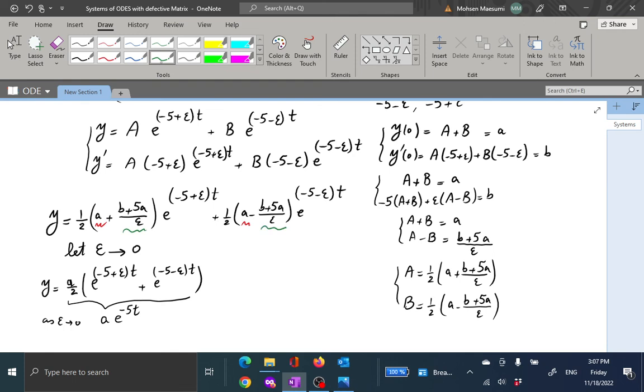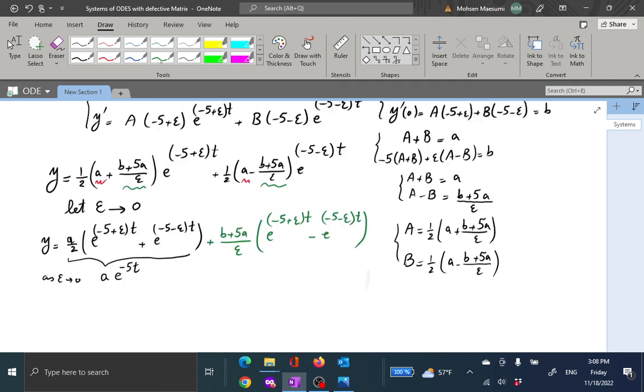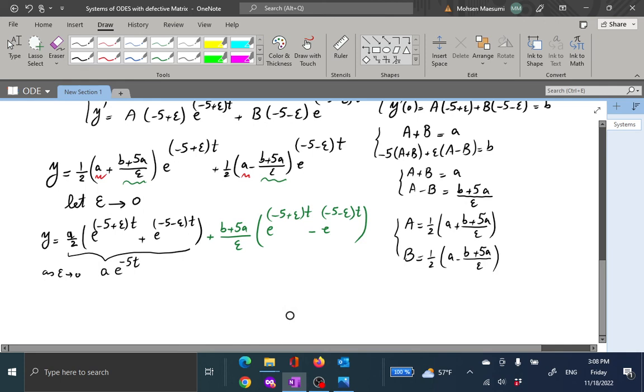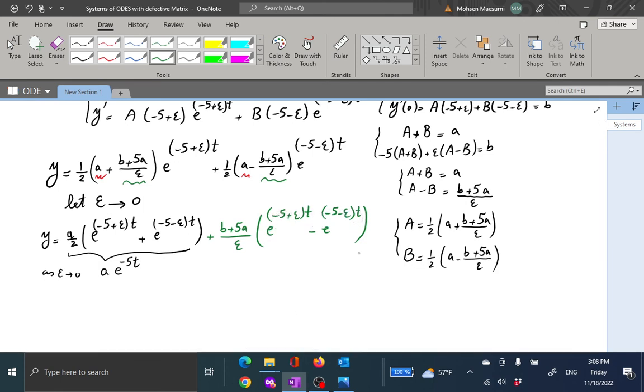So that's going to be, I'm going to write plus b plus 5a over epsilon. Now I have exponential of minus 5 plus epsilon t, and now this one is subtracted. That's important. Exponential of minus 5 minus epsilon t. Let me reduce the clutter again. I have an exponential of minus 5t in both of these things. Let me put that aside.